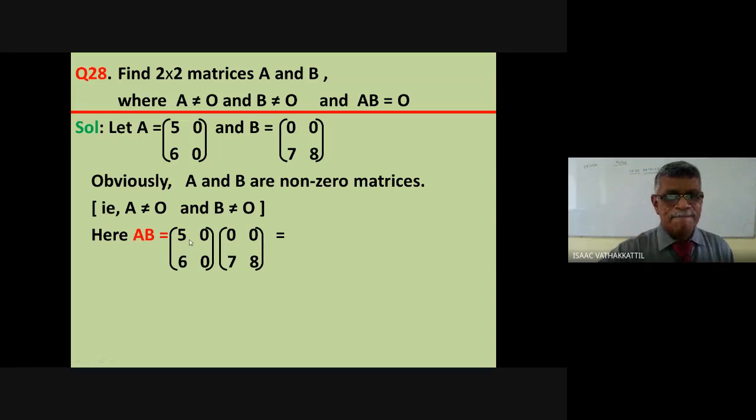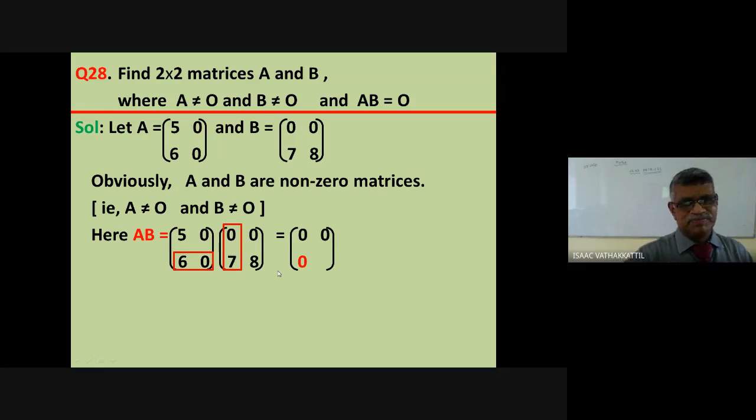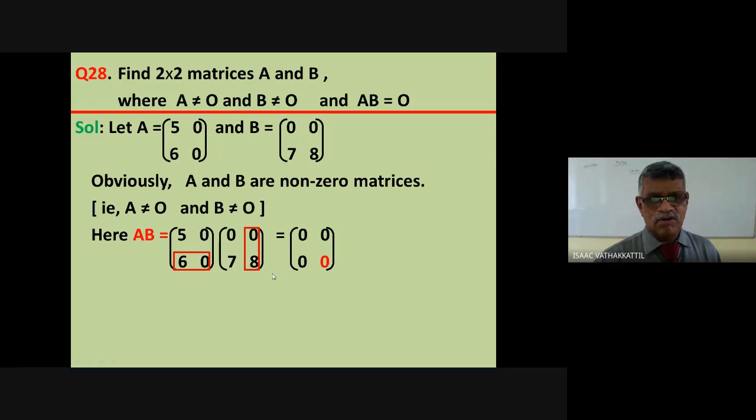First row, first column, 5 0 0 7. When you multiply, you are getting 0. First row, second column, again 0. Second row, first column. See, there shall be no difficulty in multiplying matrices. Row column operation. Second row, first column, 6 into 0 plus 0 into 7. That is 0 plus 0, that is 0. And second row, second column is also 0. It's a 0 matrix.